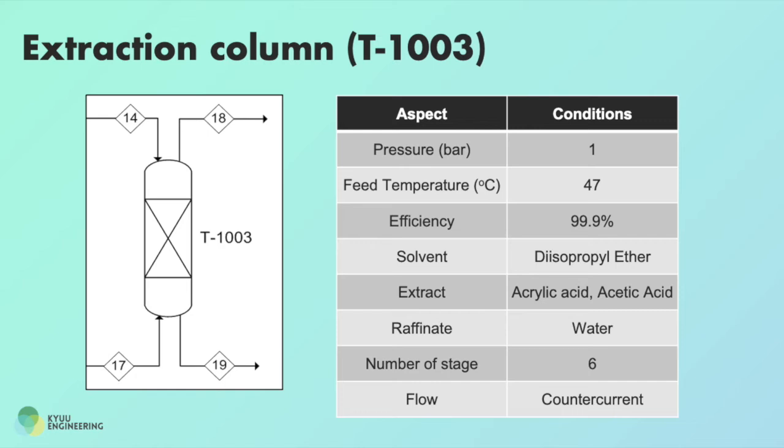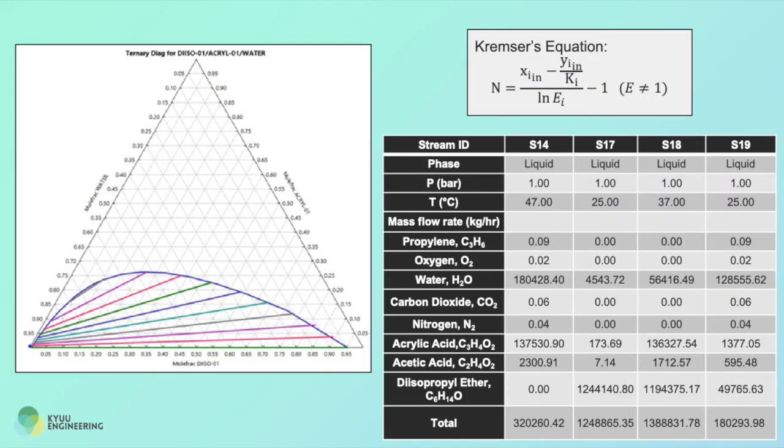The extraction process is in counter current flow, as the extract will exit from the top and raffinate exits at the bottom. The mass balance of the extraction column is determined by using the ternary diagram of diisopropyl ether, acrylic acid and water in equilibrium, while the number of stages is determined using the Kremser equation. After obtaining the mass balance from the ternary diagram, the extraction factor and distribution coefficient are calculated using the mole balance data and substituted into the Kremser equation.